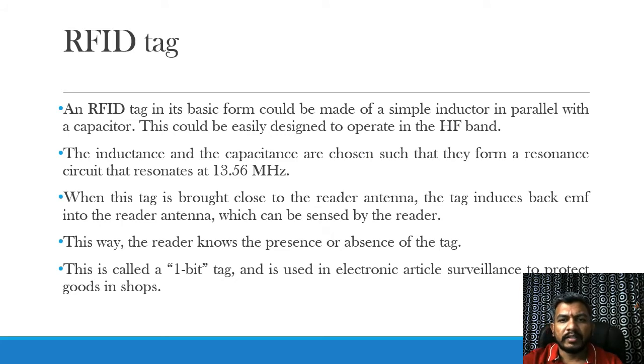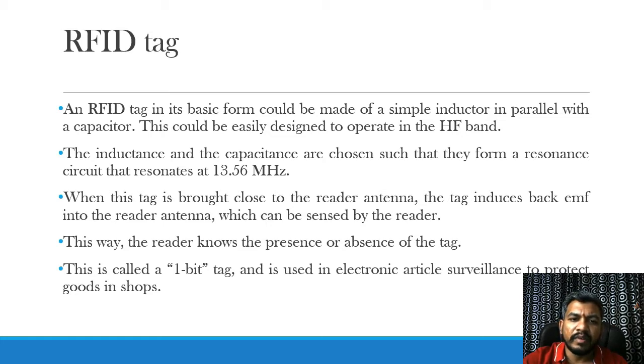The RFID tags are basically made up of an inductor in parallel with a capacitor. This could be easily designed to operate in high frequency bands. The inductance and the capacitance are chosen in such a way that they form a resonance circuit that resonates at 13.56 MHz. That resonance itself is enough to provide sensing information to the tag. Whenever this tag is brought close to the reader antenna, the tag induces a back EMF into the reader antenna, which can then be sensed by the reader.